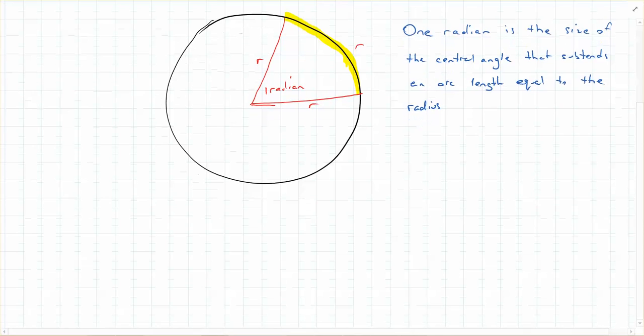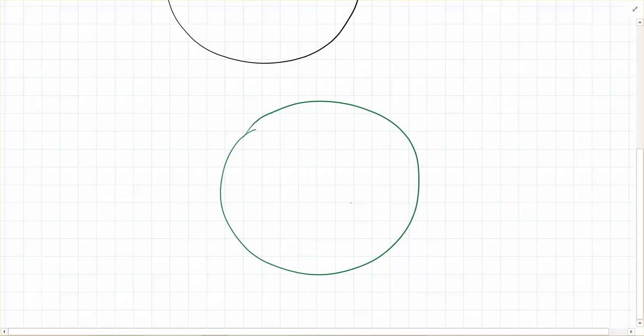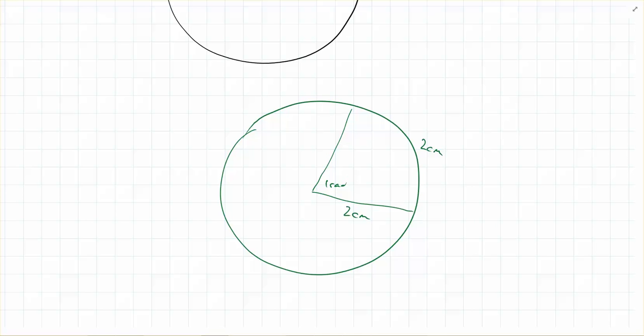If we start to look at how that would work with some examples, let's say that this is a 2 centimetre radius circle, and the arc length here is 2 centimetres, then that's 1 radian. But let's change that up a little bit, so that's not 2 centimetres but 4 centimetres. Then what would this angle in here be? If 2 centimetres is 1 radian, then 4 centimetres must be 2 radians, etc.